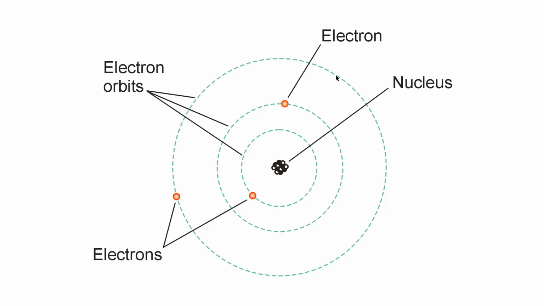Right around the turn of the century, 1899 and 1900, scientists thought that atoms looked like little solar systems.